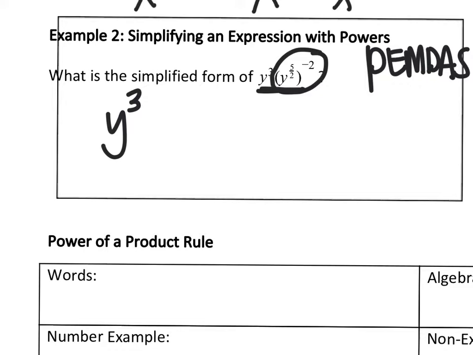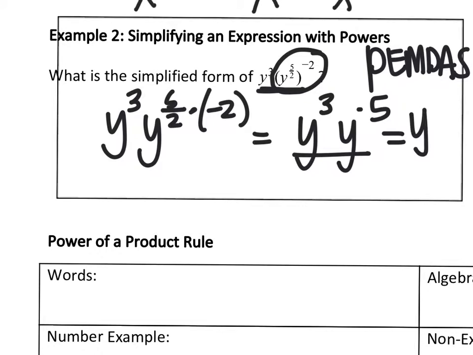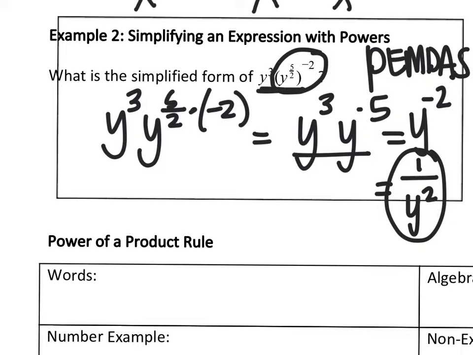But our power of a power, we're going to multiply those two exponents, so we get 5/2 times -2. And that becomes y to the 3rd times y to the -5, because 5/2 times -2 is -5. Now this is multiplying powers with the same base, so we're going to add our exponents, and we get y to the -2 power. Because it's a negative exponent, we have to put it into the bottom, and it becomes 1 over y squared.